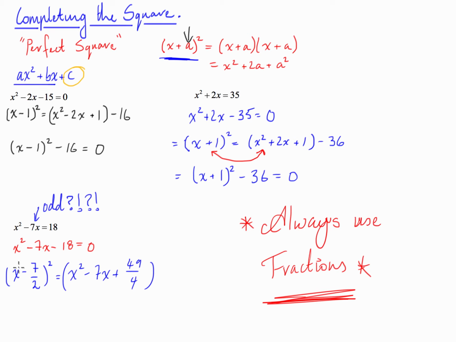Now, I need to turn my 49 over 4 into negative 18. Now, what I can do first is, for my own mental maths, I'm going to change this now into a fraction over 4. So 18 times 4 is 72. So this is going to be 72 over 4.